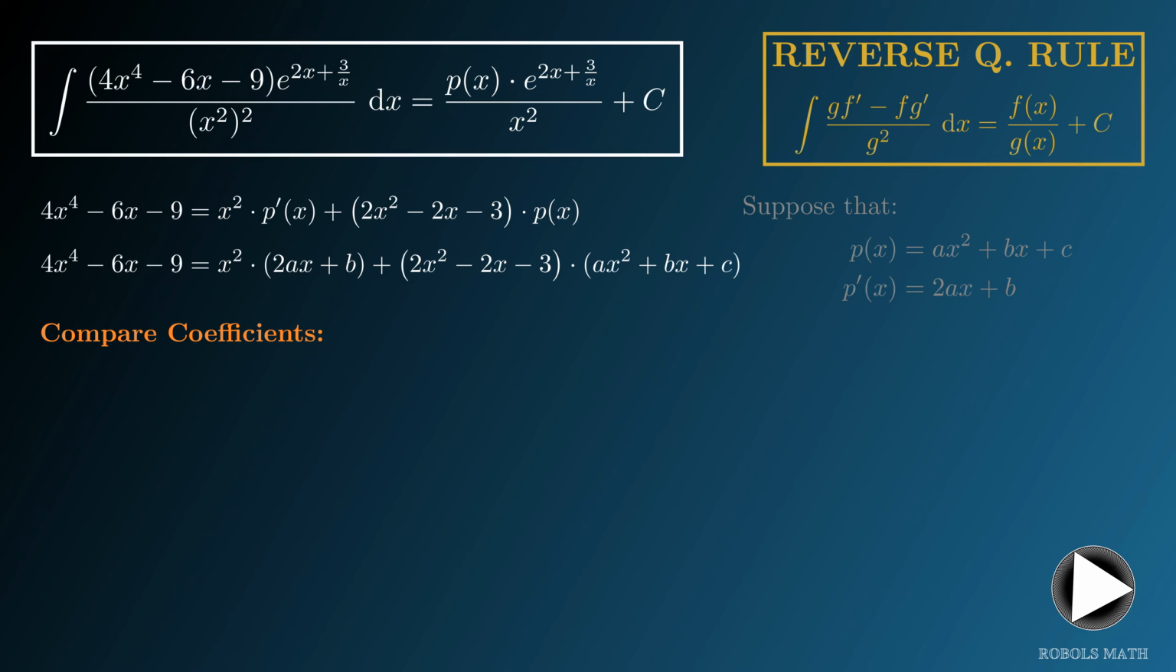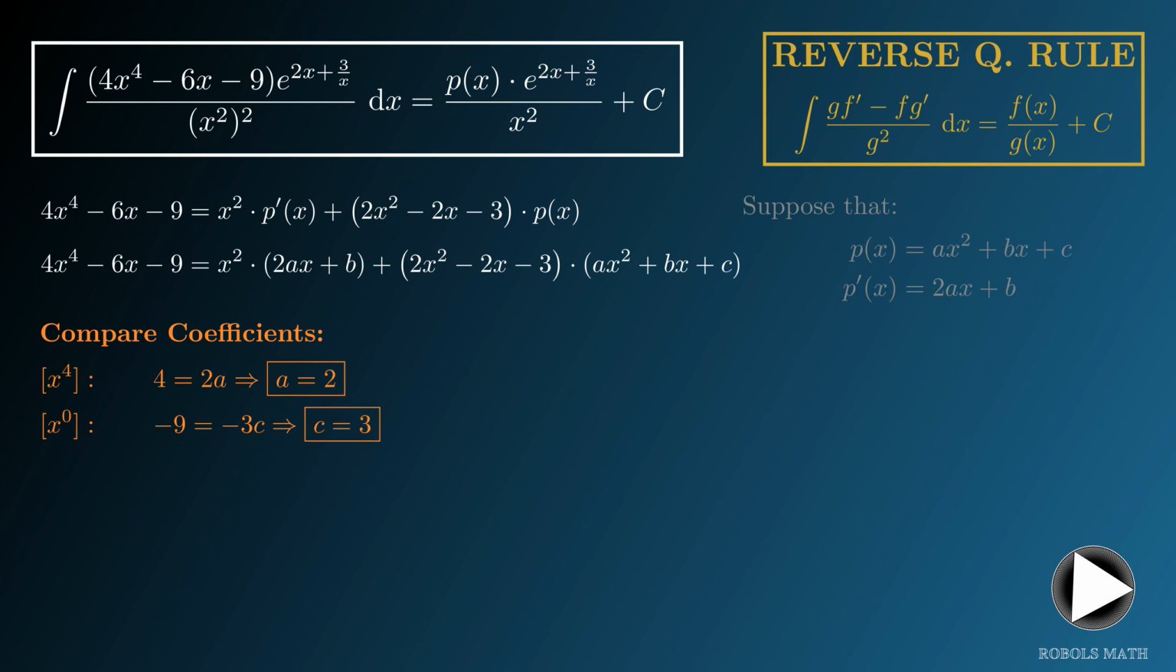Note that only the product of ax squared and 2x squared gives an x to the fourth term. Hence, we can immediately make the conclusion that 2a must be equal to the coefficient of x to the fourth in the left side, which is 4. Therefore, a must be 2. Also, only the product of c and negative 3 will result in a constant. Hence, we can also conclude that negative 3c must be equal to negative 9. Therefore, c must be 3.